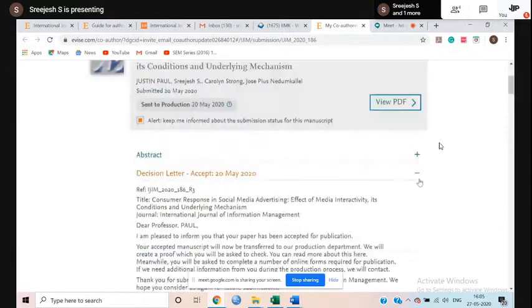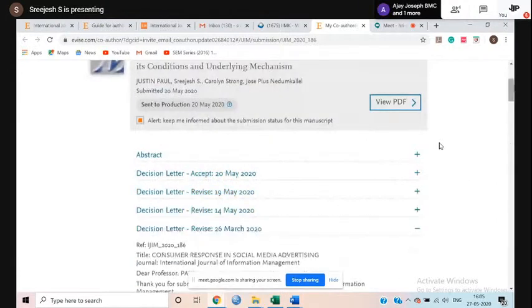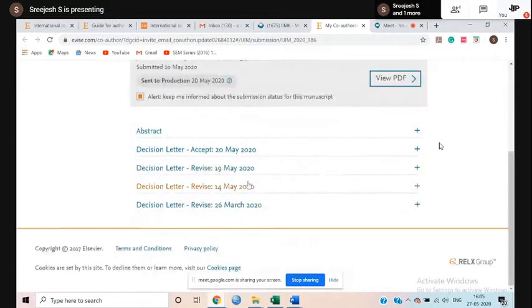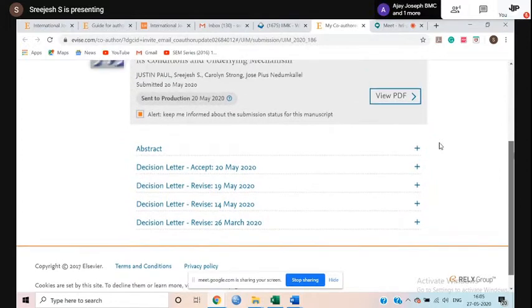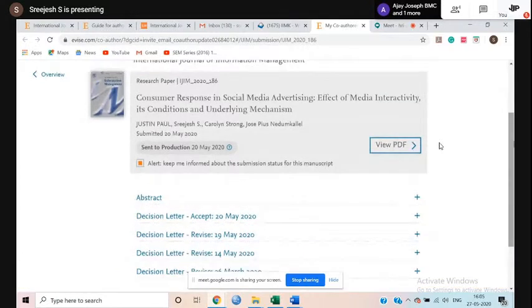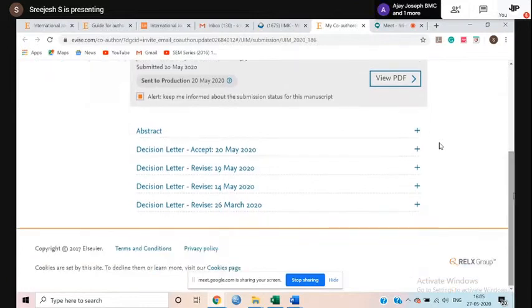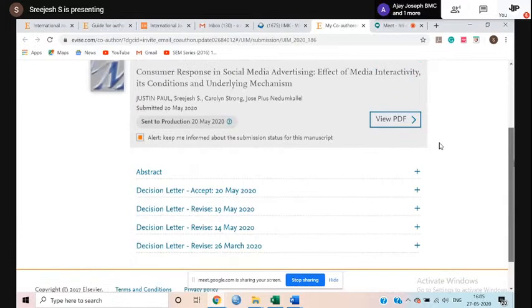A good journal will go for a minimum of 3 rounds of review. In my case, it went for around 4 rounds of review. You can see the letters: I got the first request to revise the paper around 26 March, the second was in May, and we immediately resubmitted the paper, and these are the statuses of revision. Finally, after 4 rounds of review, they accepted. Remember, if the editor is not happy with your paper, they may reject it in between. That's the process of journal publication.